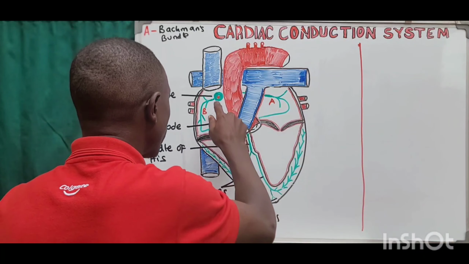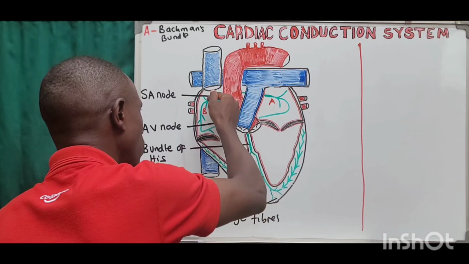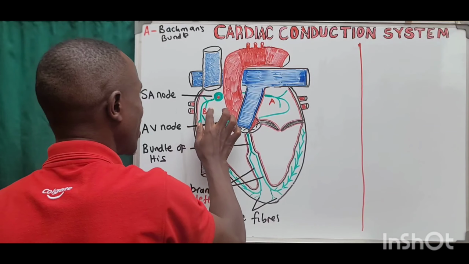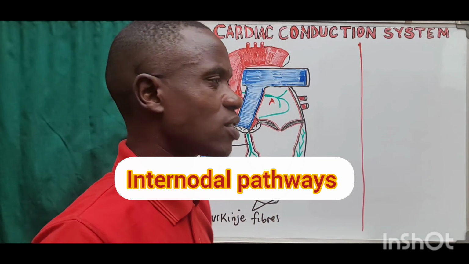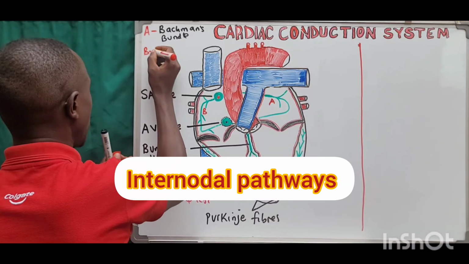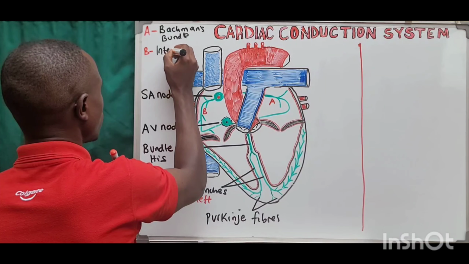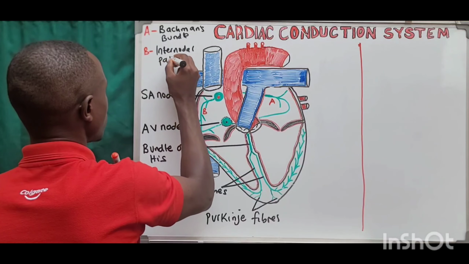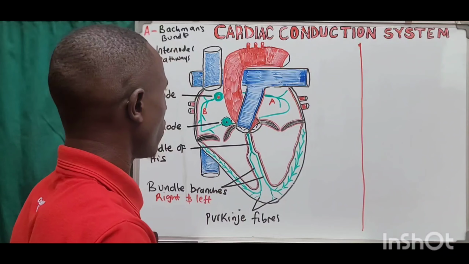And then from the SA node to the right atrium, this structure delivers the action potential to make sure that the right atrium also contracts. These ones here, which we have labeled as B, are what we call the internodal pathways. They are very important.